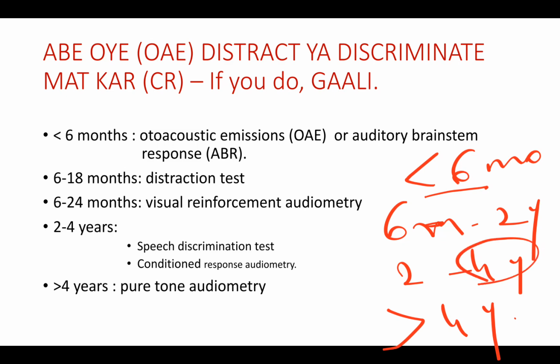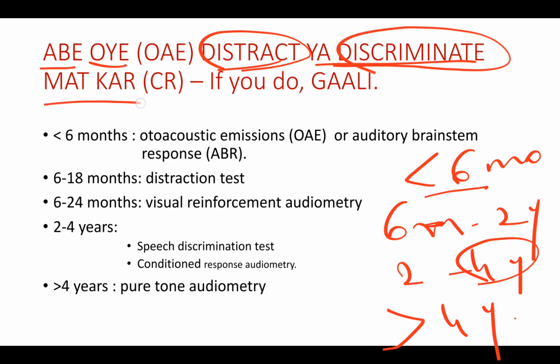So "abe oe", that is when you're calling out to somebody. Distract or discriminate: don't distract and don't discriminate. मत कर. Okay. अगर करेगा, if you do, गाली पड़ेगी. Gaali is nothing but abuse, any kind of verbal abuse or any bad words.